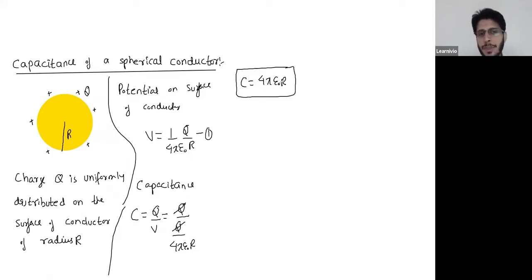So see, capacity depends only on epsilon naught, which depends on the medium, and capital R, which is the radius of the sphere. So again, your capacity is independent of charge and potential. Using this expression, you can calculate the capacitance of Earth. Earth is conducting, and we can consider Earth as almost a perfect sphere.